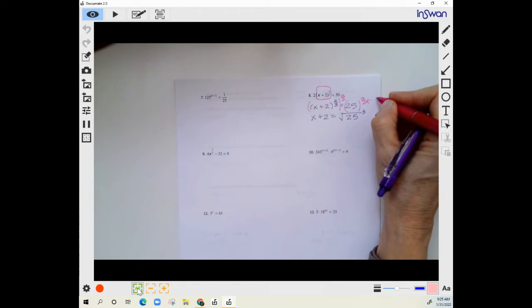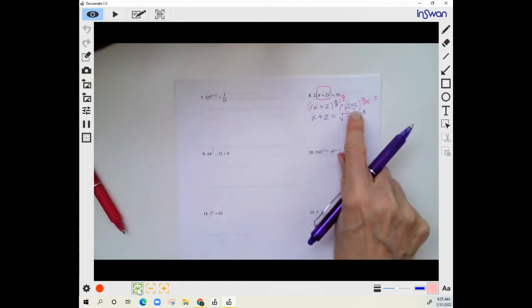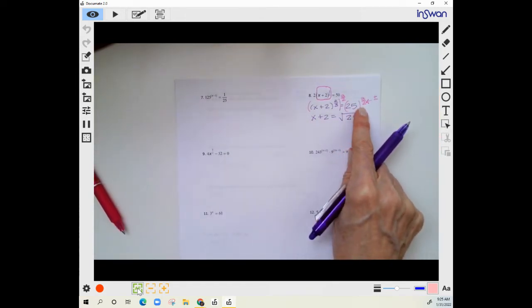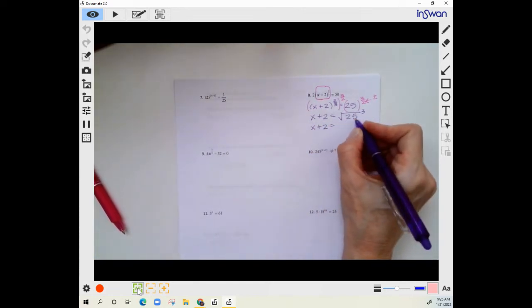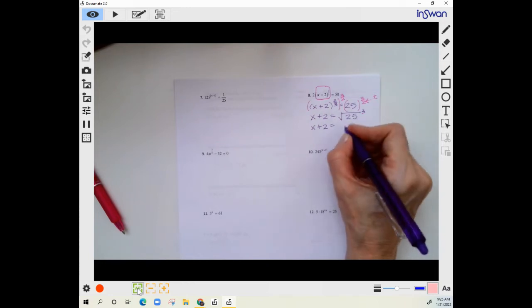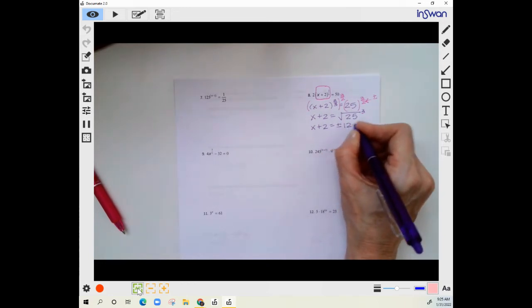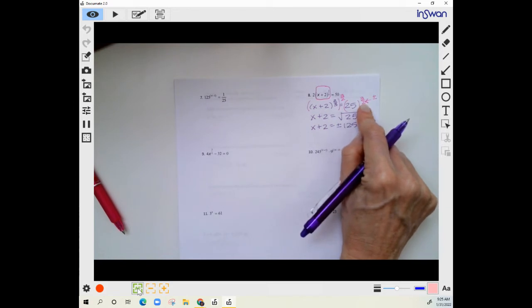So if the denominator of the exponent that you raise both sides to is even, that means you're going to need plus or minus. If the denominator were odd, then that would be like taking an odd root of both sides, and you don't need plus or minus. So the square root of 25 is 5, and 5 cubed is 125. Again, if I raise both sides to an exponent with an even denominator, I'm going to have to use plus or minus.